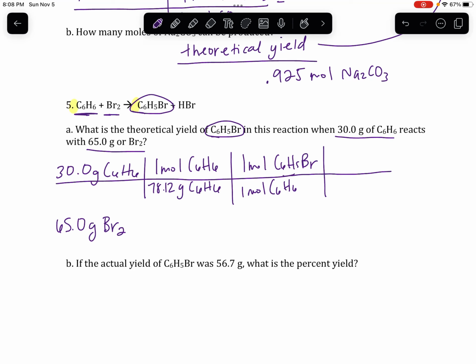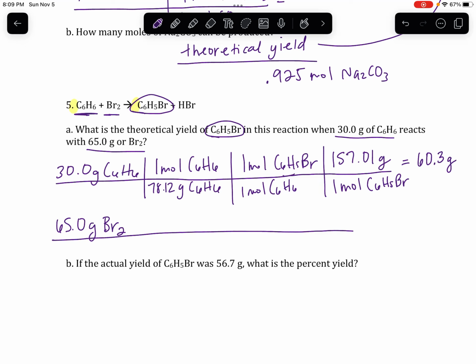So that means my last step is going to be to use that periodic table to convert from moles to grams. So when I add up my masses, I get 157.01. So now I'm ready to multiply the top, divide by the bottom, and I get 60.3 grams.